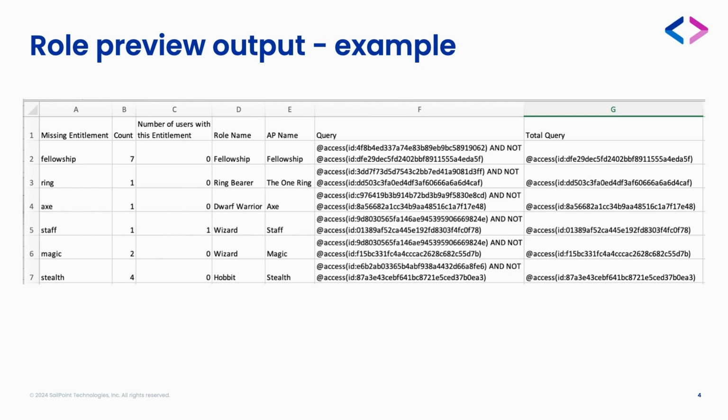And then the last column, G, is again the search query to get column C. If you want to see what users currently have this entitlement, you can put that in, look through it, and make adjustments to the role based on current users that have that entitlement.